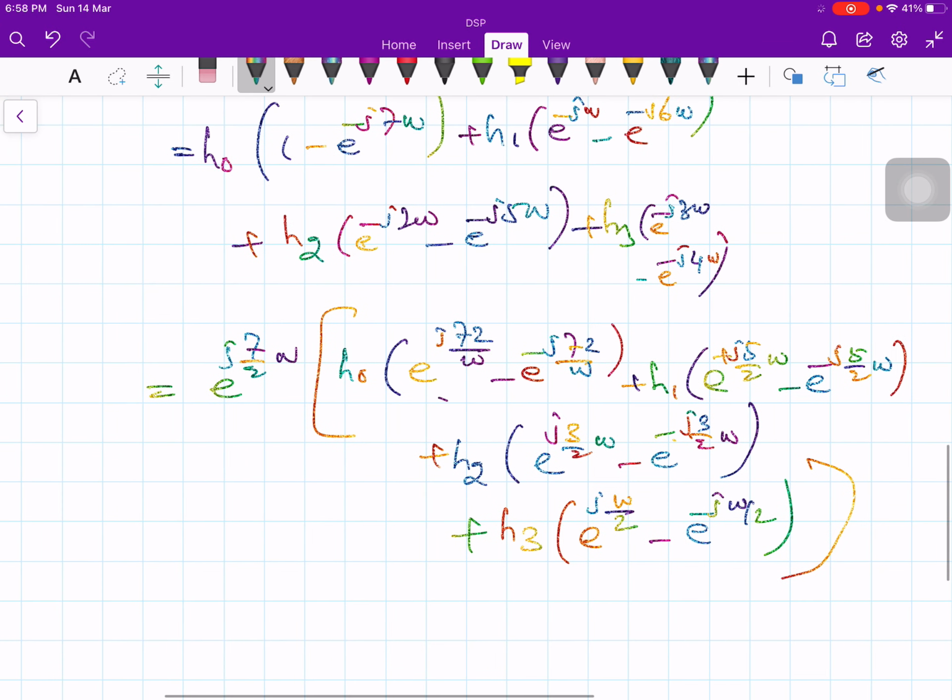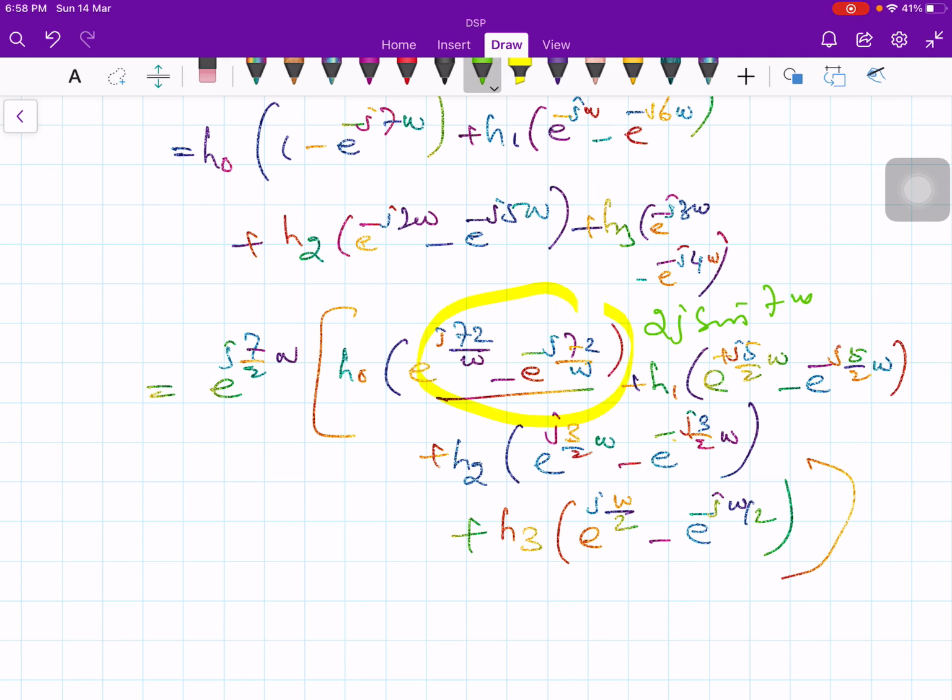This is going to be 2 times j times sine of 7 omega by 2. So you can write all the expressions, and the 2j can be taken commonly outside. Let me write down here the final expression. I am skipping some intermediate algebra.